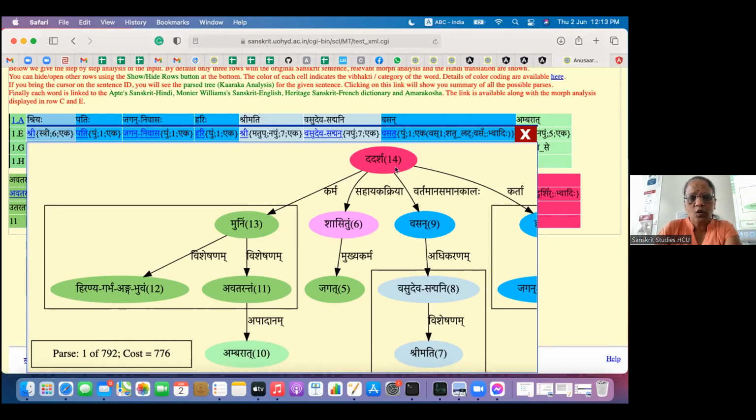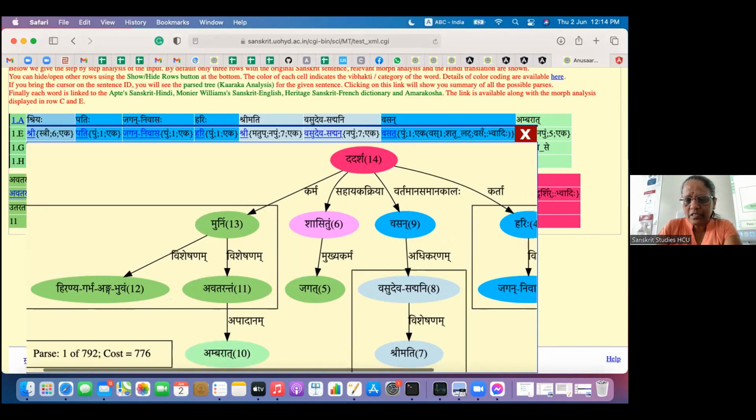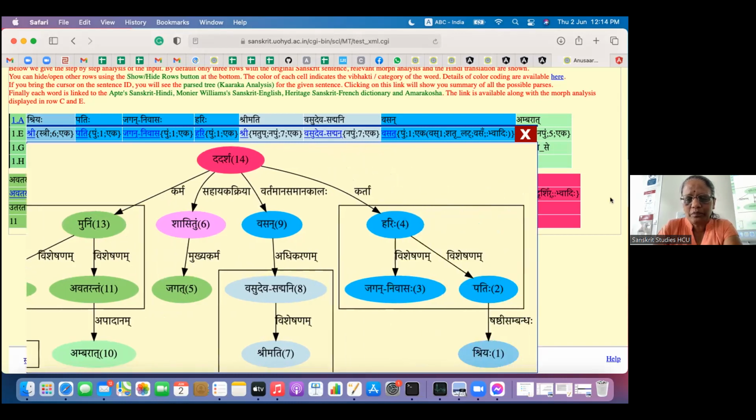The verb darsha, saw. Who saw it? Whom did he see? It is the sage who is descending from the sky. And who saw it? It is Hari or Vishnu, who is the husband of Sri, that is Lakshmi, who is the controller of the world, while sitting in the residence of Vasudeva, which is very wealthy.